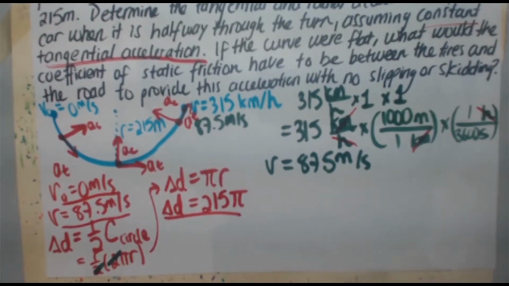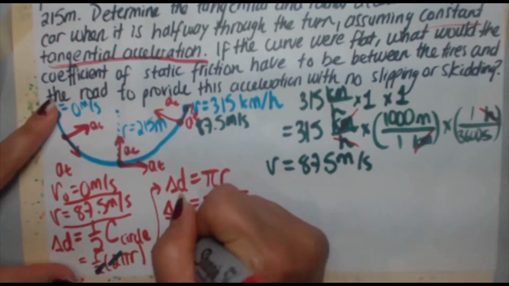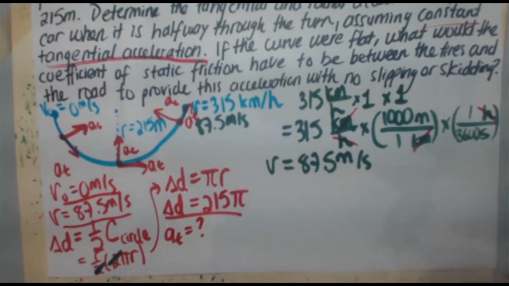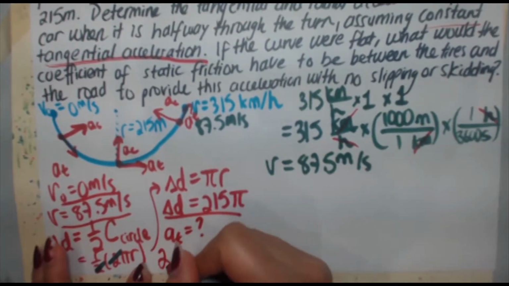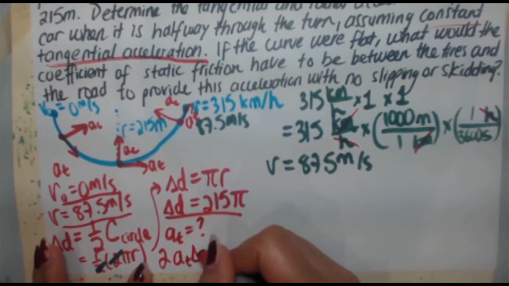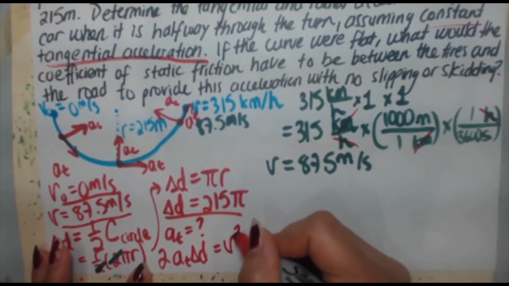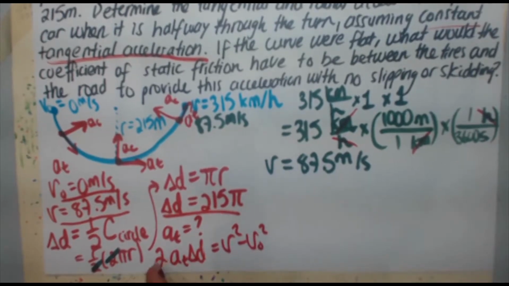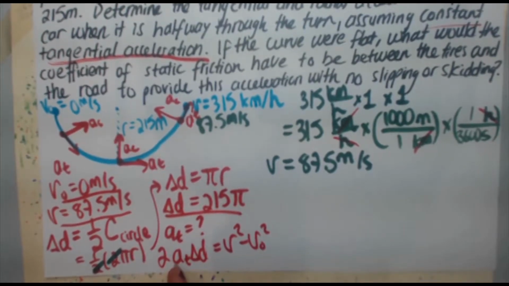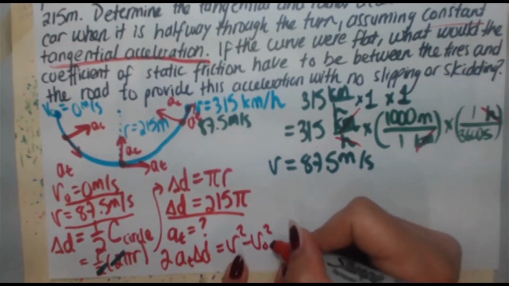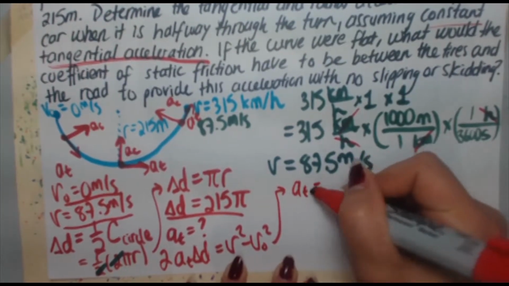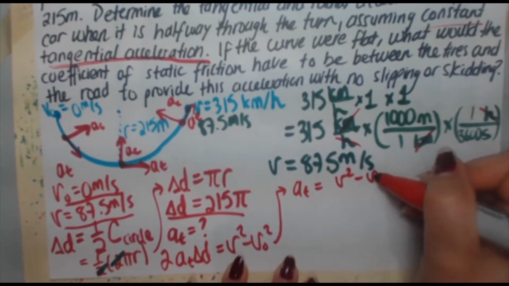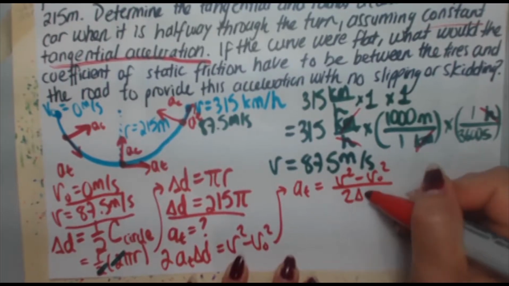Okay, and we're looking for tangential acceleration. So we're going to go ahead and use the following kinematics formula: 2 acceleration delta d equals v final squared minus v initial squared. Now taking that formula and rearranging for acceleration, divide both sides by 2 delta d. So a_t equals v squared minus v naught squared over 2 delta d.